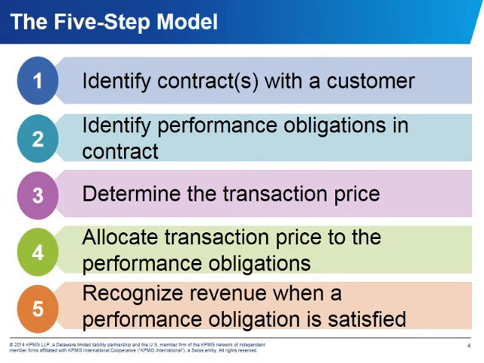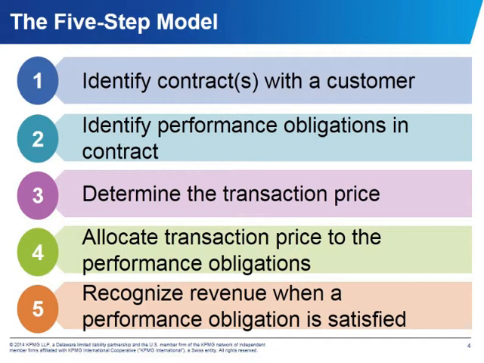The first step is to identify the contract with the customer. Second, you want to identify the performance obligations in the contract. Then you'll determine the transaction price. Step 4 is to allocate the transaction price to those performance obligations. Then the last step is to recognize revenue when or as an entity satisfies that performance obligation.